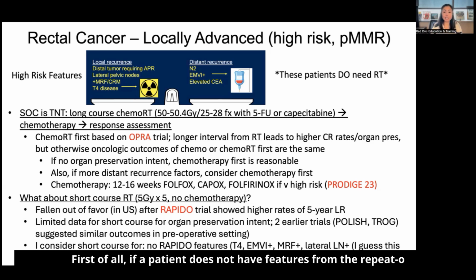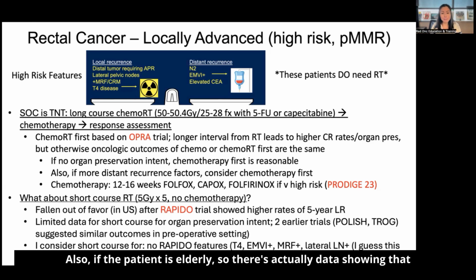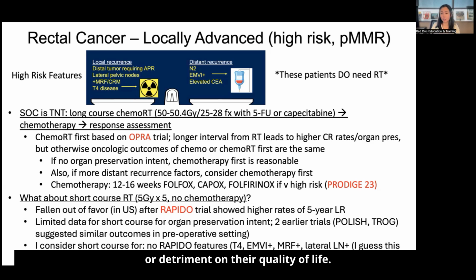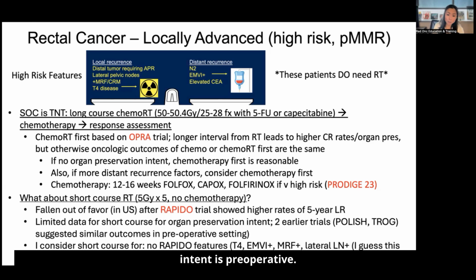First of all, if a patient does not have features from the RAPIDO trial listed here, so I guess these would be sort of like medium risk patients. Also, if the patient is elderly, there's actually data showing that for older, frail patients, if you have them come every day for 5 weeks, that does take quite a beating or detriment on their quality of life. So older patients, I tend to favor short course, particularly if the intent is preoperative.